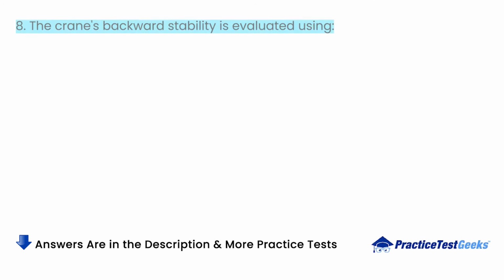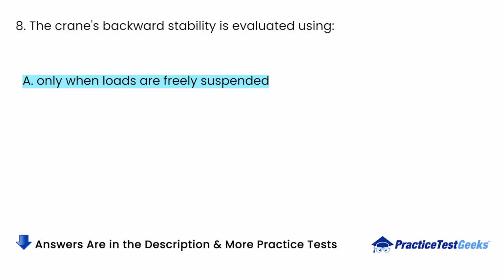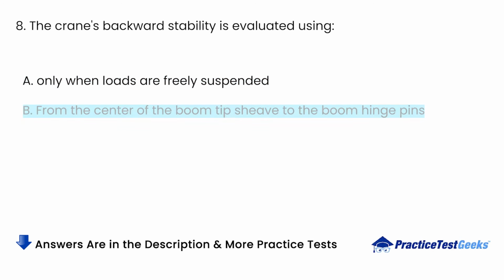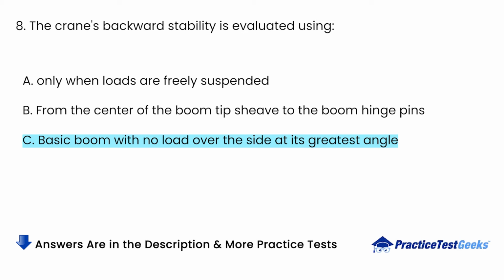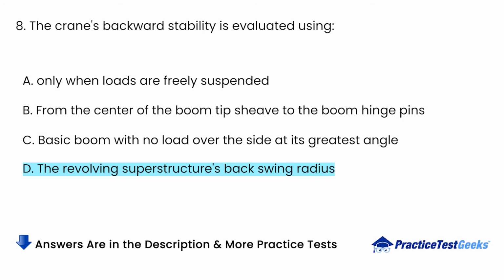The crane's backward stability is evaluated using A. Only when loads are freely suspended. B. From the center of the boom tip sheave to the boom hinge pins. C. Basic boom with no load over the side at its greatest angle. D. The revolving superstructure's back swing radius.